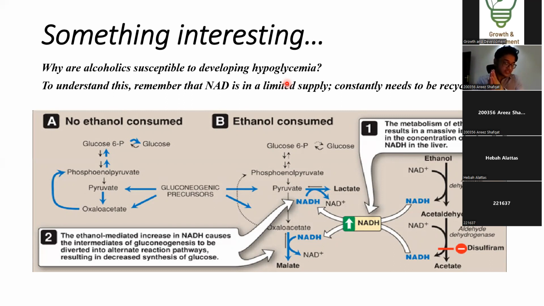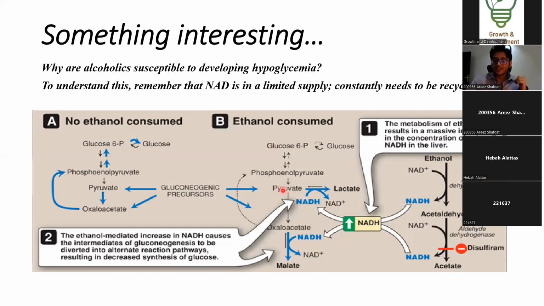NAD is in limited supply in the liver, so the liver needs to regenerate NAD very quickly. So what happens? Ethanol is alcohol, right? Ethanol gets converted to acetate and it generates 2 NADH. And if you've consumed a lot of alcohol, like alcoholics do, you've generated a lot of NADH. Now the liver cell is a bit worried because it needs to regenerate NAD, right?